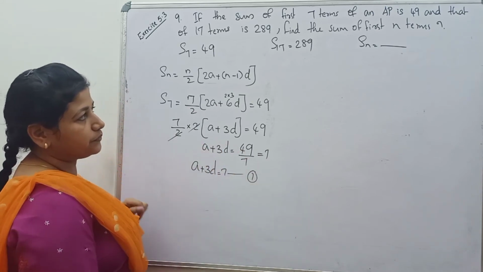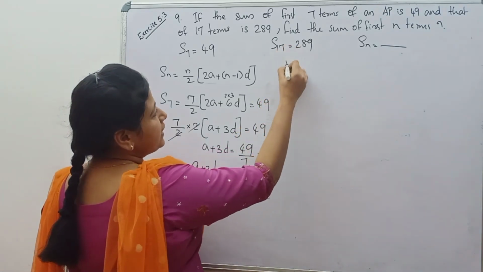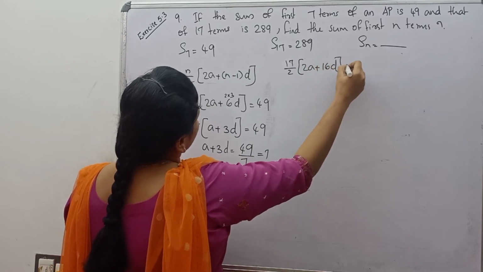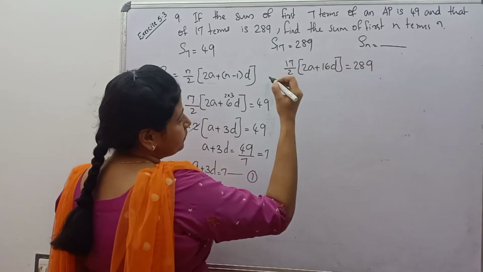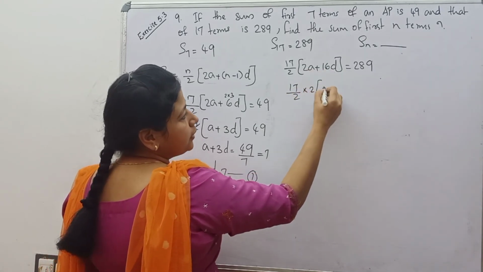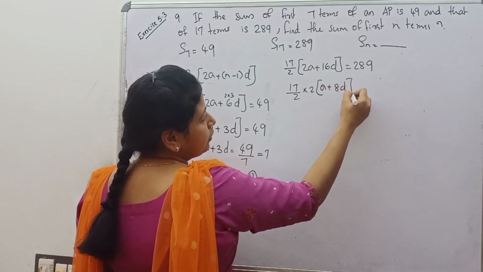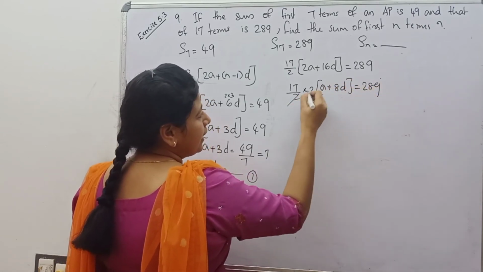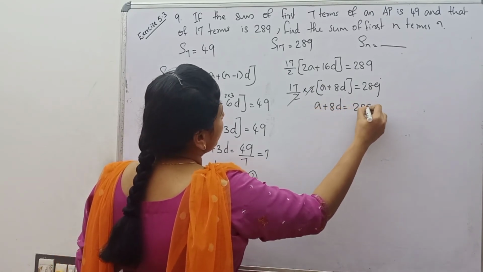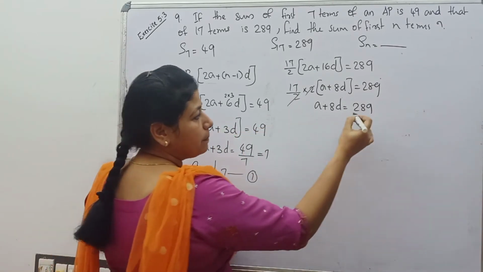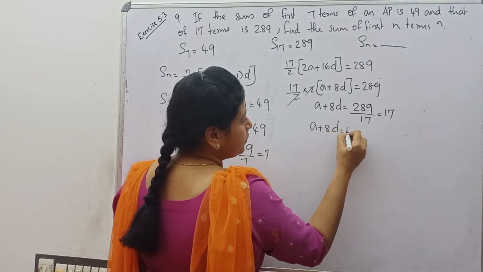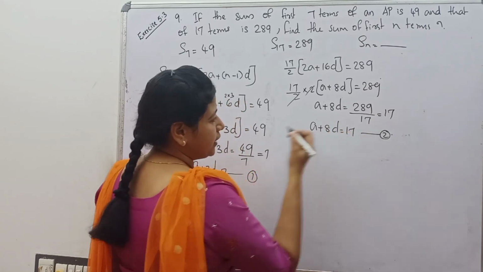First equation. Okay, so here also we can take 17 by 2 into 2a plus 16d, isn't it? Equal to 289. ഇതിൽ രണ്ടിലും 2 കോമൺ ആണ്, ഔട്ട്സൈഡ് എടുക്കുക. So a plus 8d equal to 289. Cancel these 2's. You will get a plus 8d equal to 289 by 17, which is 17. a plus 8d equal to 17. This is the second equation.